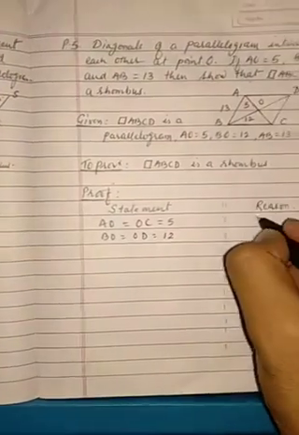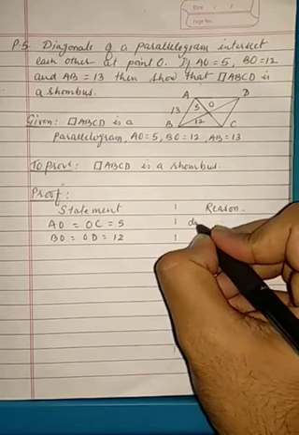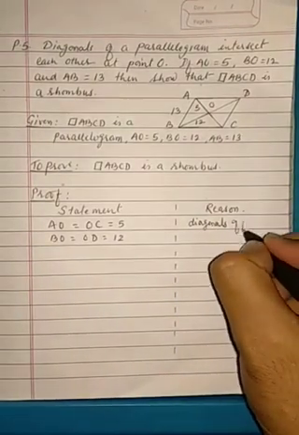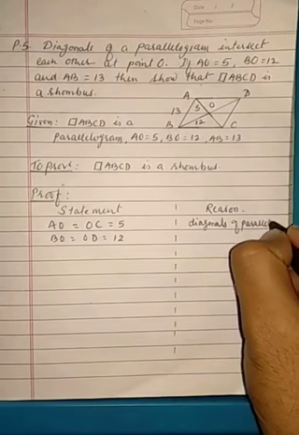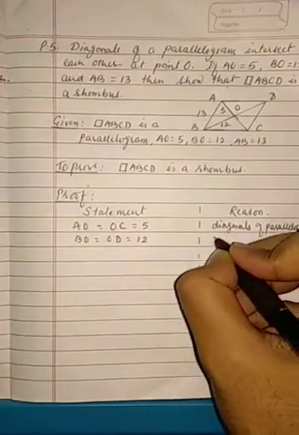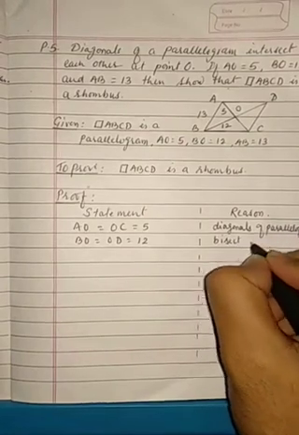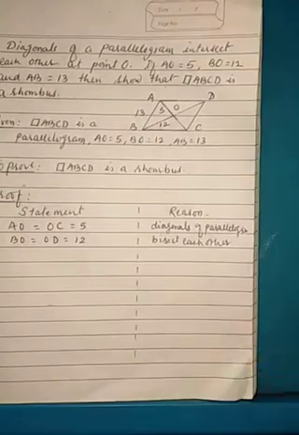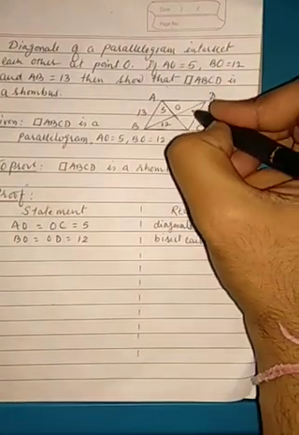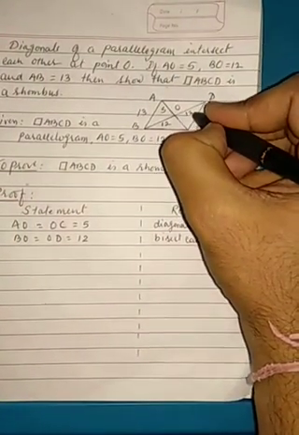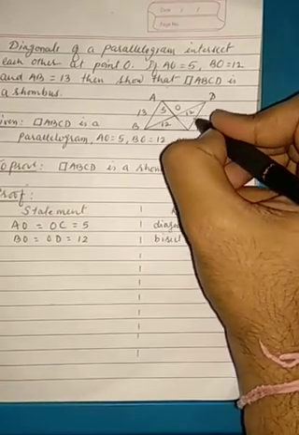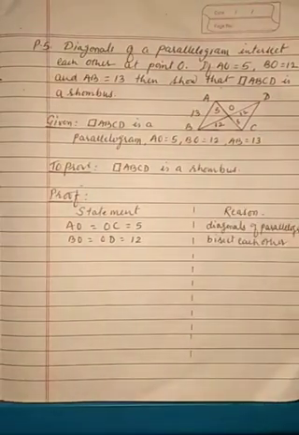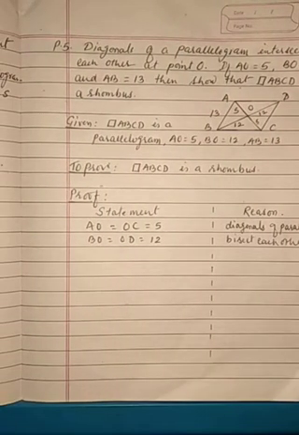The reason you will write here is: diagonals of a parallelogram bisect each other. So bisect means dividing into equal parts. So BO is 12, so OD is also 12, and if AO is 5, then OC is also 5. So one thing that we get here is that the diagonals bisect each other.